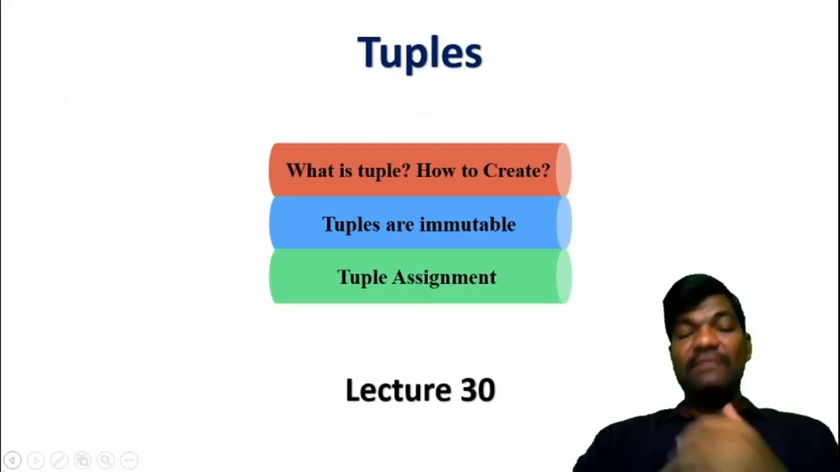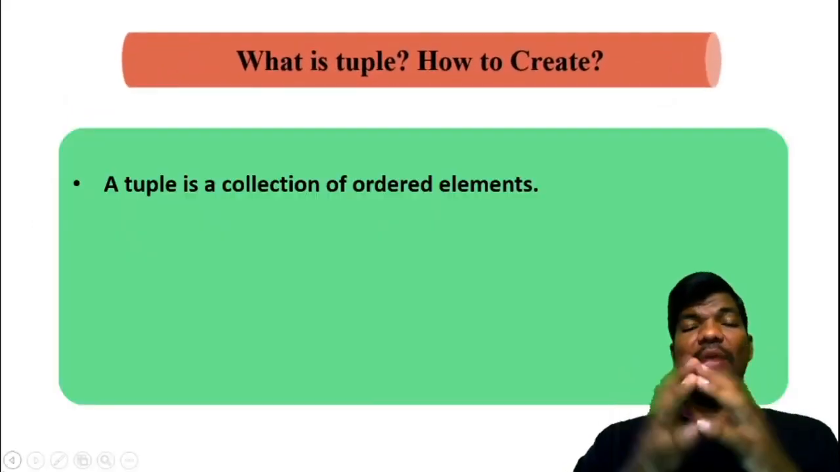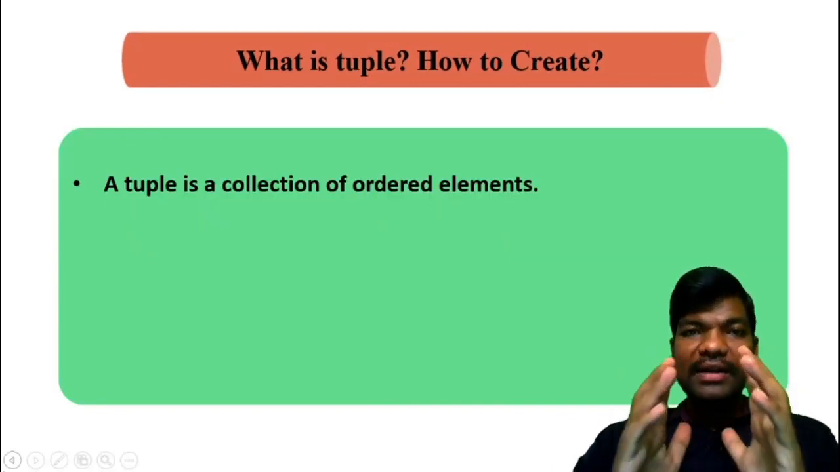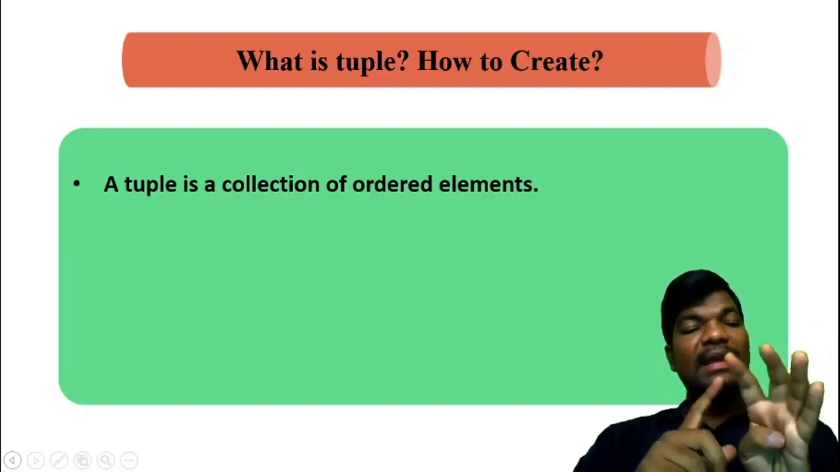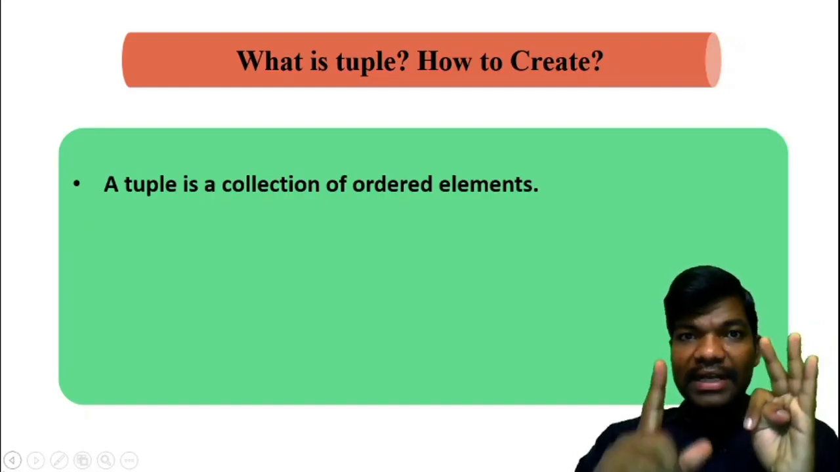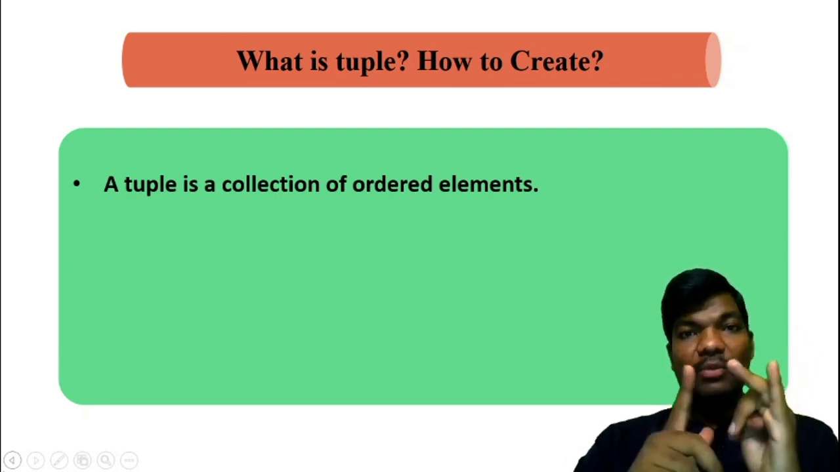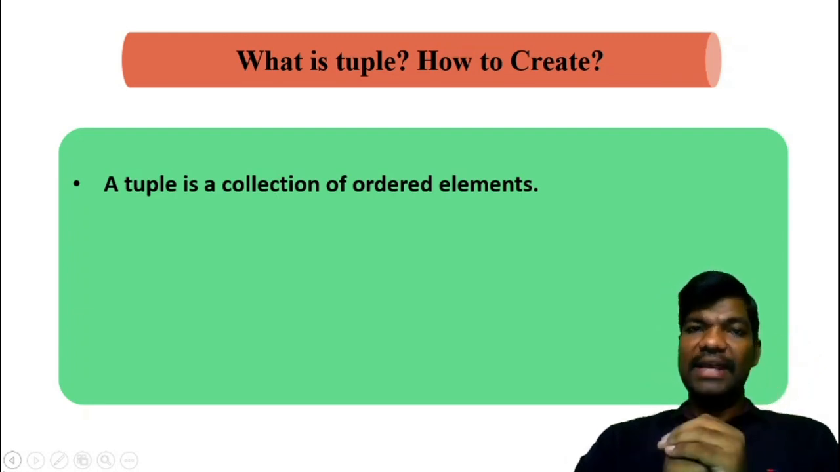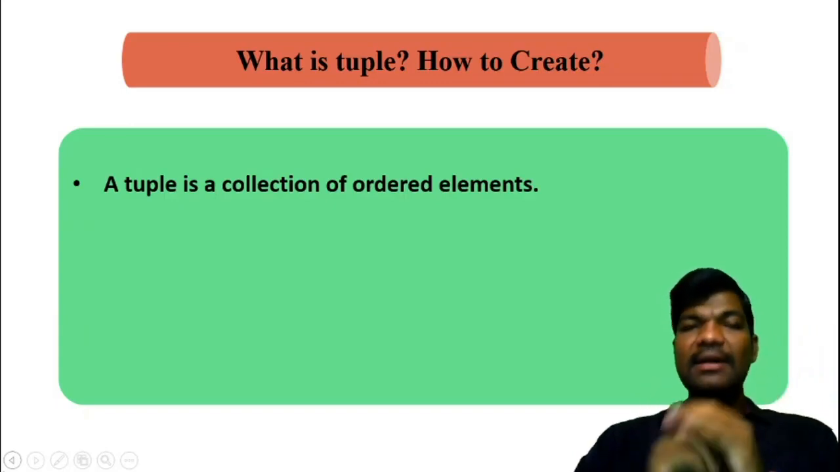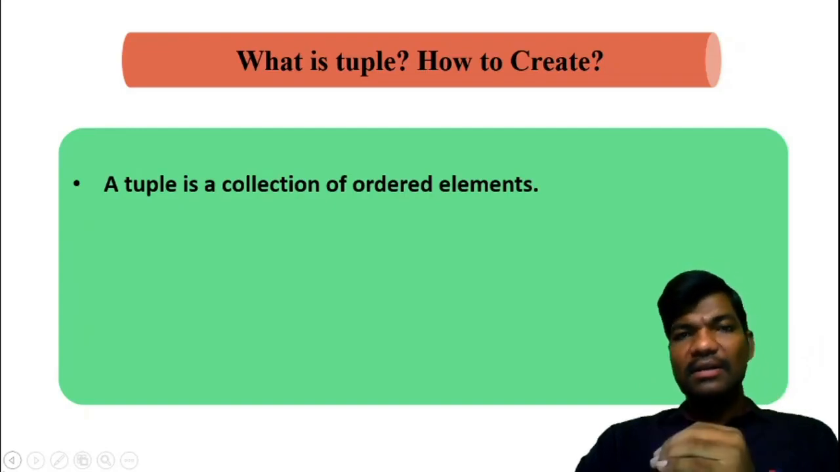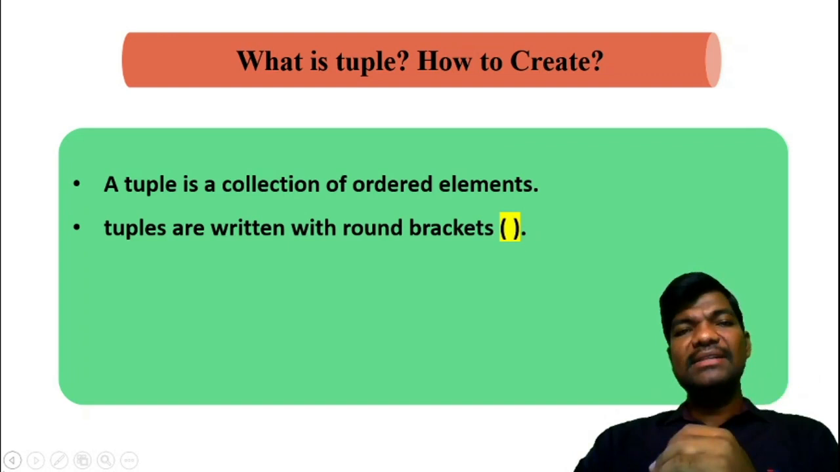Now coming to the first one. What is tuple? How to create? Tuple is a collection of ordered elements. List is an ordered collection of elements. Dictionary is an unordered collection of elements, right? Now tuple is an ordered collection of elements. So lists and tuples are ordered collections. Dictionary is an unordered collection. We create tuples by using round brackets or parentheses.